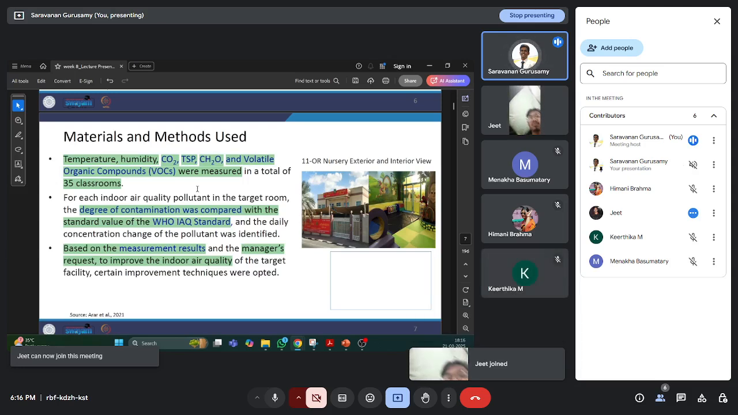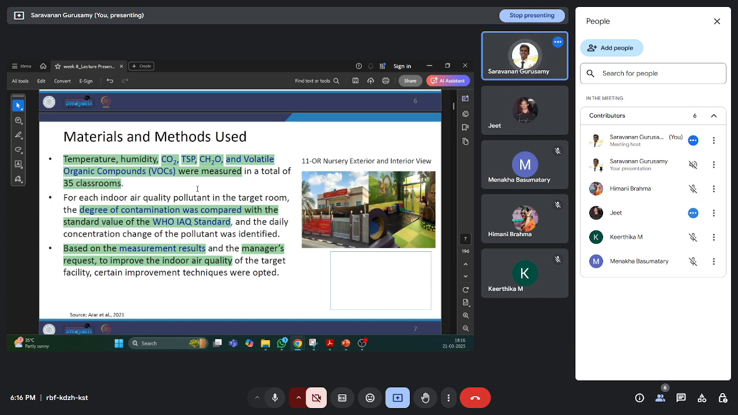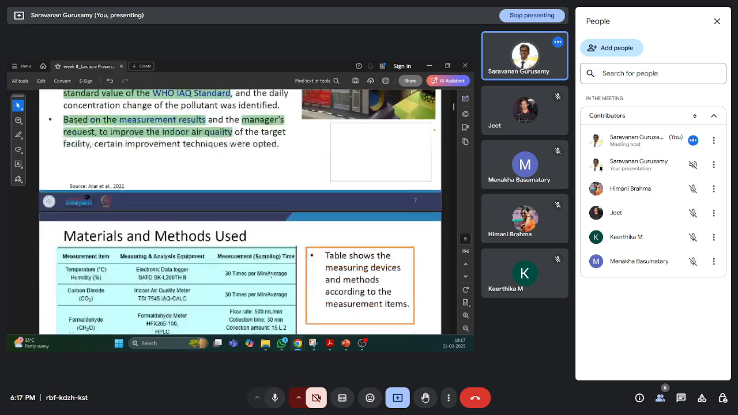Okay. So this case study was done in the UAE. I'm just giving a glance for the new joinees. This case study was done in the UAE for the indoor air quality measurement in a nursery building. They took 16 nurseries with 35 classrooms, and the degree of contaminants was compared with the WHO IAQ standards. These are the parameters they measured: temperature, humidity, CO2, total suspended particulate matter, formaldehyde, and volatile organic compounds. Based on these measurement results, they proposed some improvement techniques.